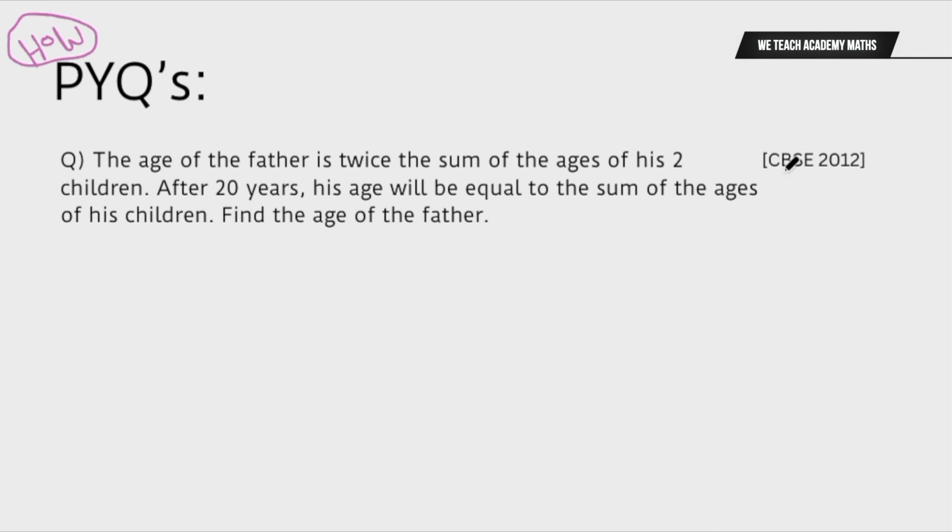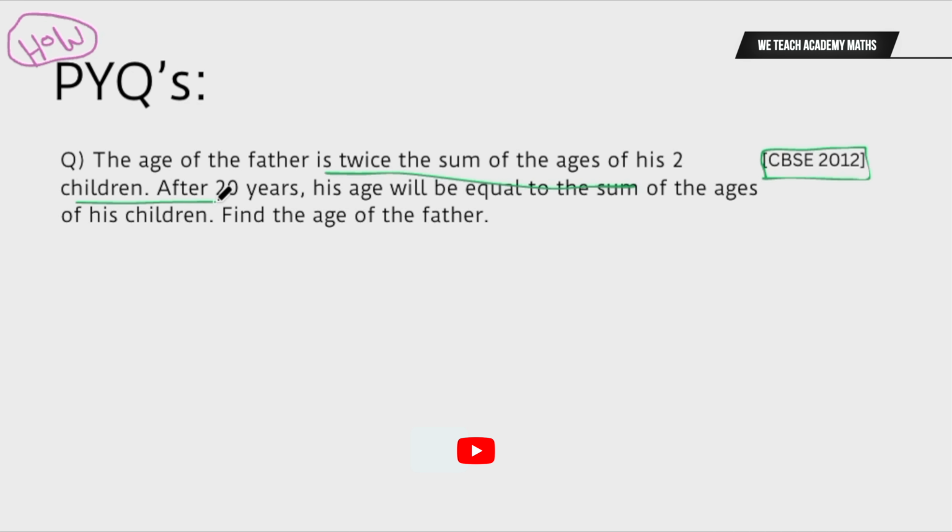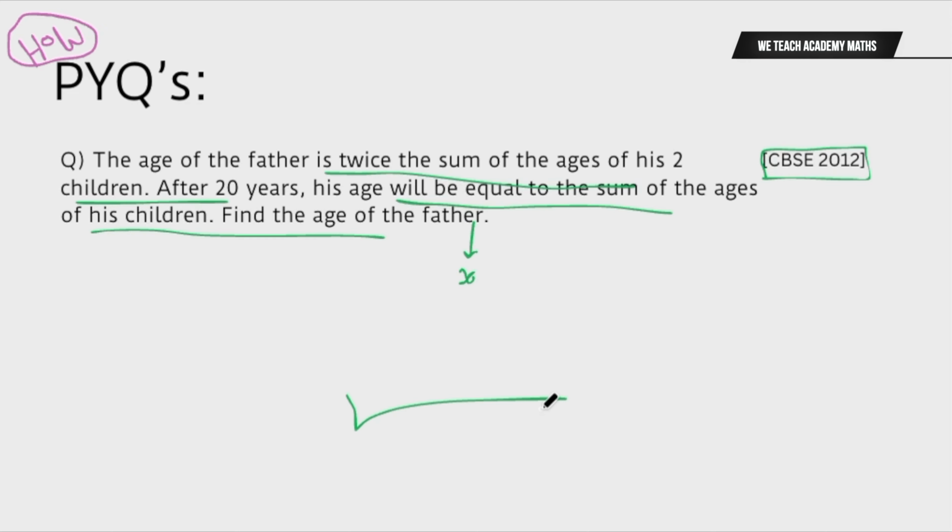Coming to a PYQ which was asked in CBSE 2012, and this is a very important PYQ. The age of a father is twice the sum of the ages of his two children. After 2 years, his age would be equal to the sum of the ages of his children. Find the age of the father. This is again very simple. You can let father be x and use variables for the children, and hence I'm leaving this for a homework question. So do solve it and let me know the answer in the comments below.